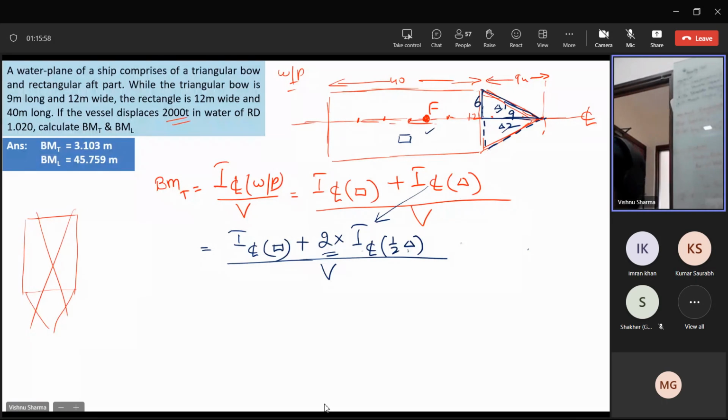Now let me write down in values. ICL of the rectangle will be 40 into 12 cube upon 12. Correct, beta? 40 into 12 cube.